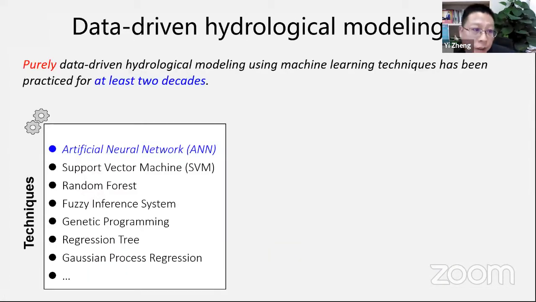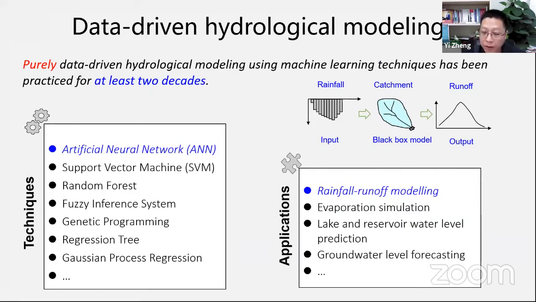At the other end, purely data-driven hydrological modeling using machine learning has been practiced for at least 2 decades. Among all sorts of techniques, artificial neural network is the most popular machine learning technique for hydrological modeling, and rainfall runoff modeling has the most applications in this field. But purely data-driven models were not treated as important as physically based models until very recently, when big data and artificial intelligence bloomed.